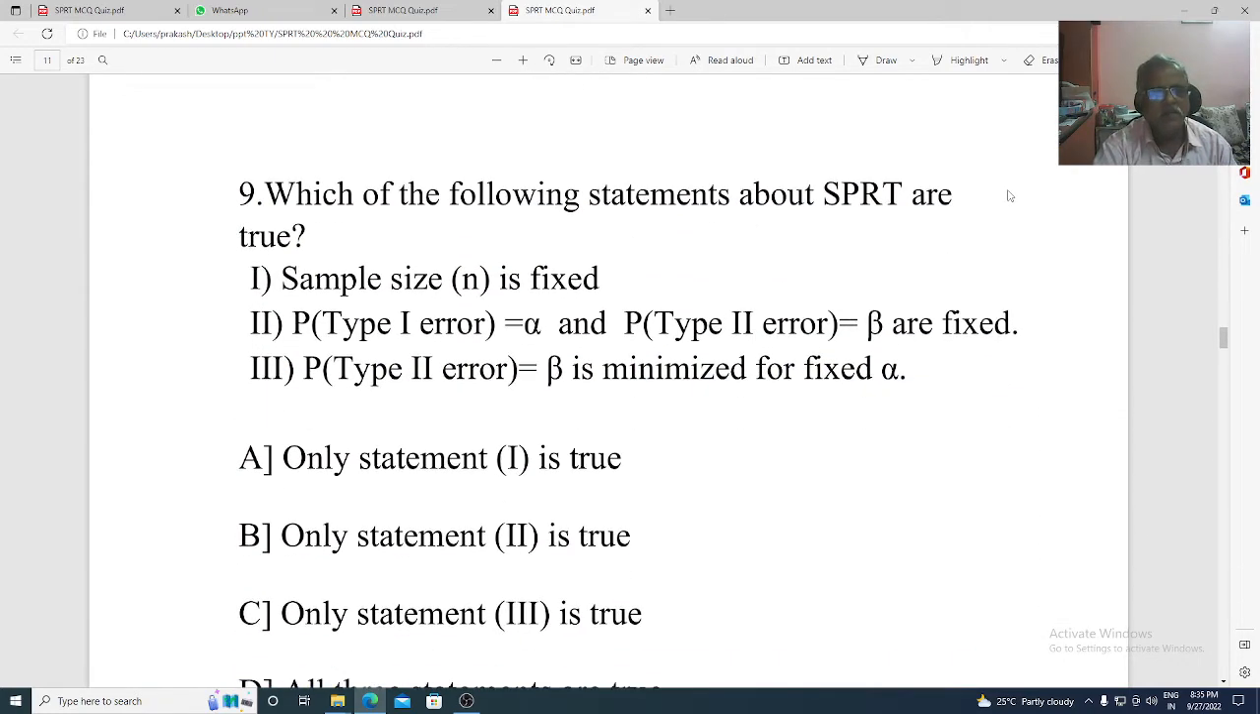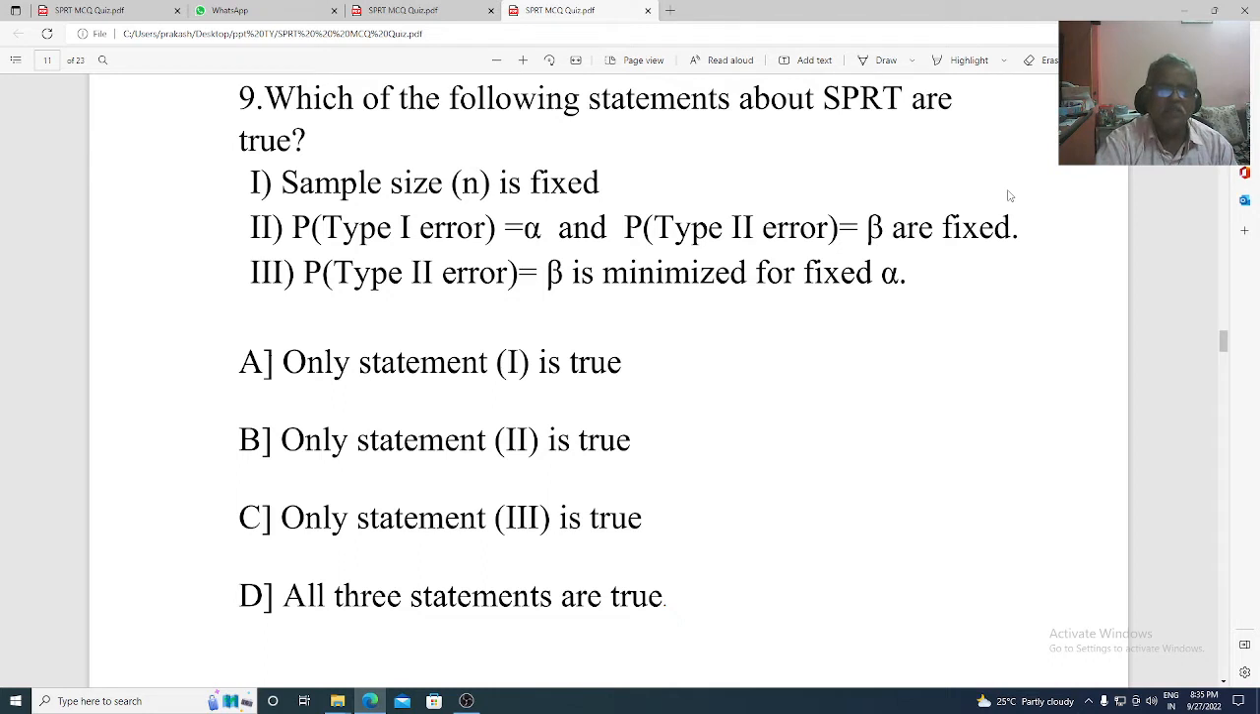Question 9. Which of the following statements about SPRT are true? Statement 1. Sample size n is fixed. Statement 2. Probability of type 1 error equal to alpha and probability of type 2 error beta are fixed. Statement 3. Probability of type 2 error equal to beta is minimized for fixed alpha. Option A, only statement 1 is true. Option B, only statement second is true. Option C, only statement 3 is true. And option D, all 3 statements are true. The correct option is option B, only statement second is true.